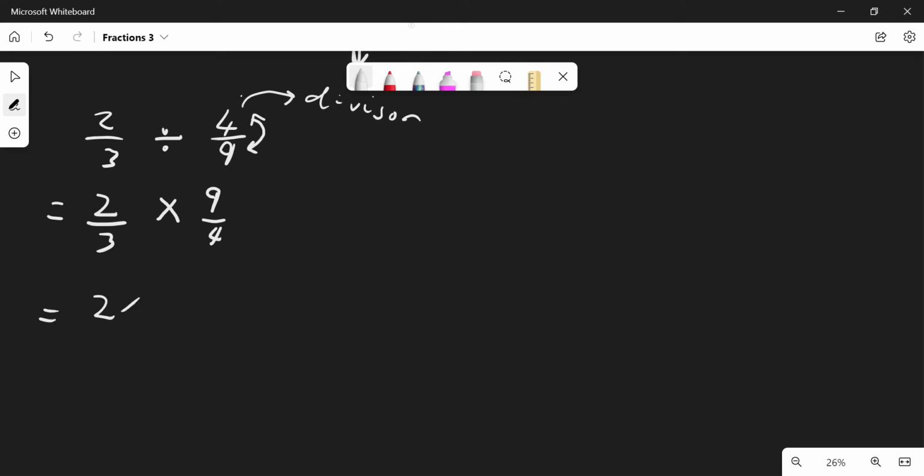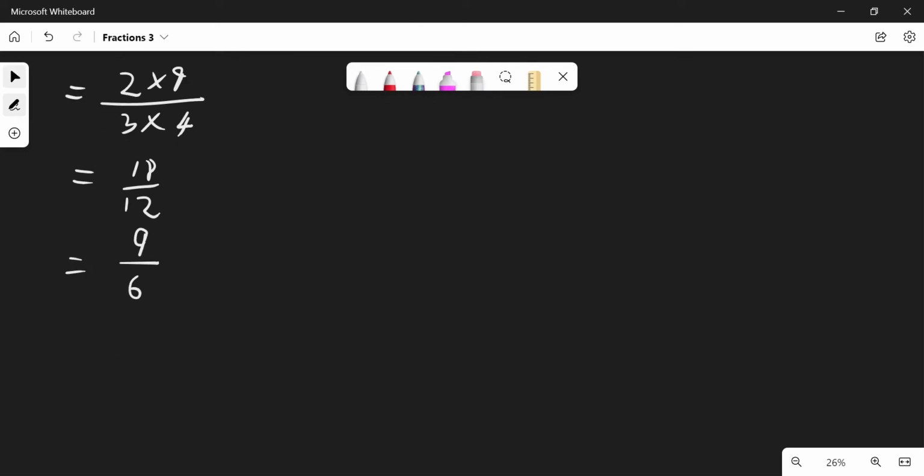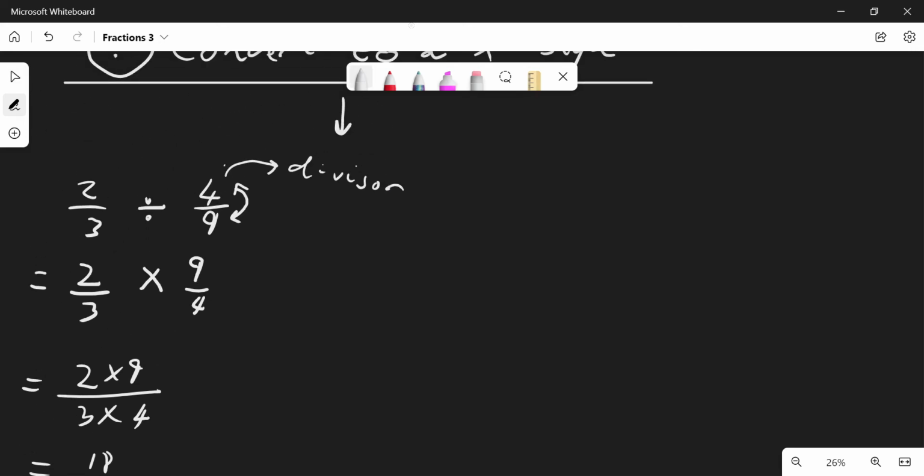So once we're there, it's a very easy road. We're gonna have 2 times 9 divided by 3 times 4, and that gives us 18 over 12. We can simplify 18 over 12 to 9 over 6. We can simplify that even further to 3 over 2. There we go. All right, so it's very important that you understand this.